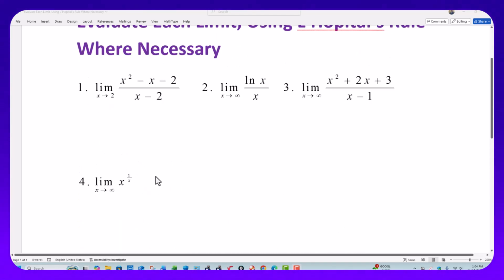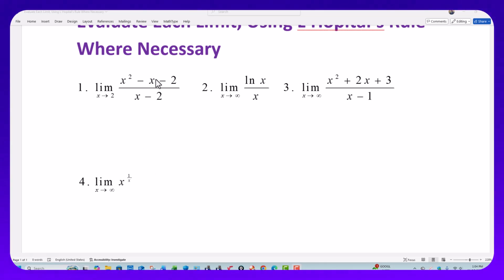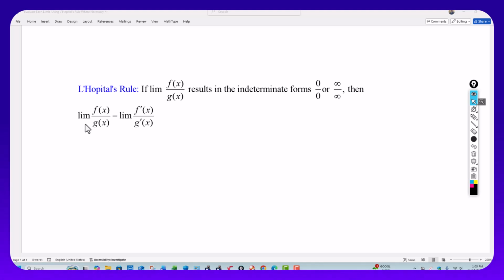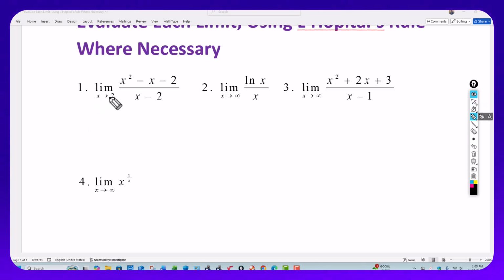So let's look at the first one here. Normally when you evaluate limits, you just plug in the number. If you get a number, that's your answer. So for this one, let's just plug in 2. We've got the limit as x goes to 2. And again, in the statement here, x could go to any number: 2, minus 1, infinity, minus infinity. That's why I didn't put those in there. x can go to any value, or it could be infinite. So let's plug in 2 here.